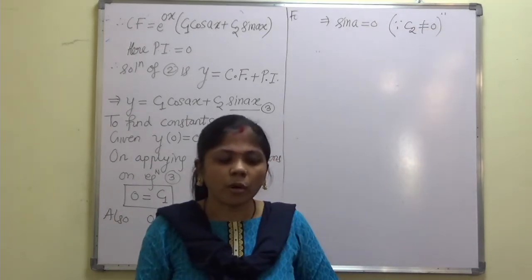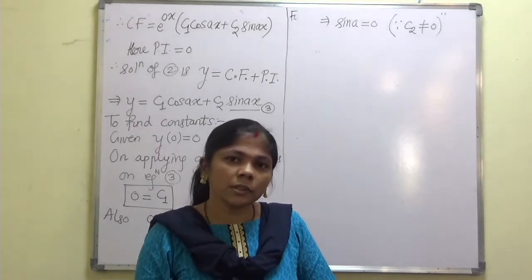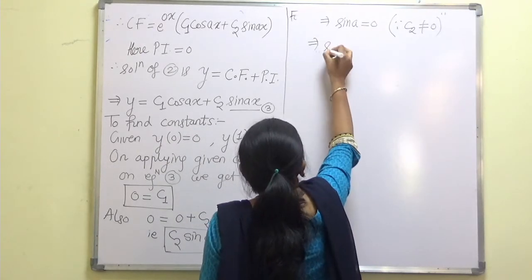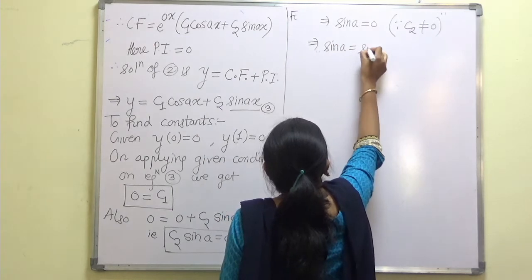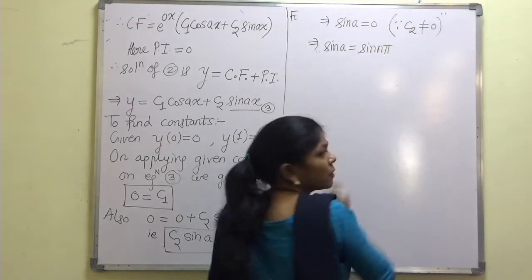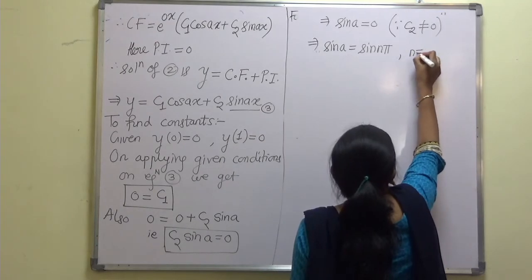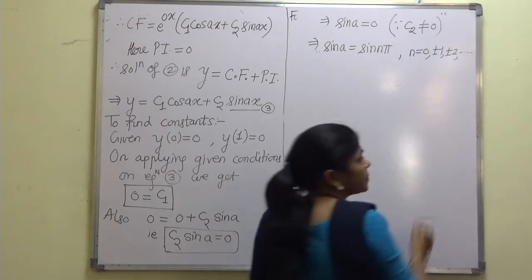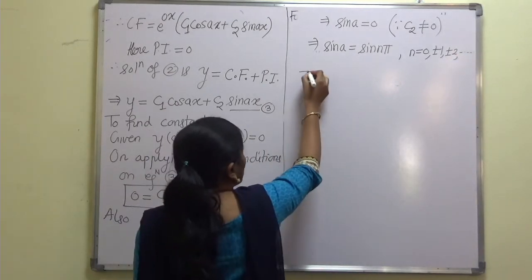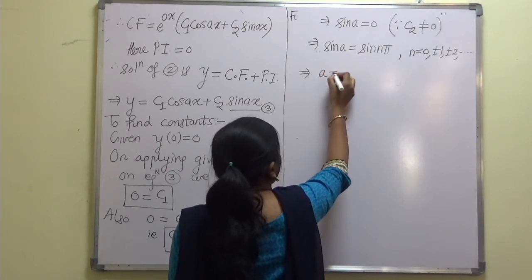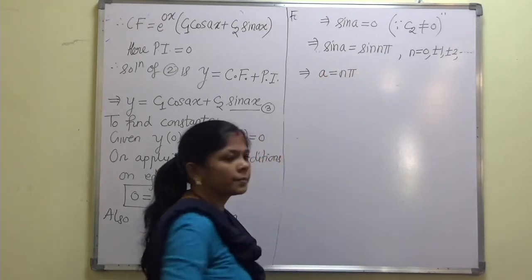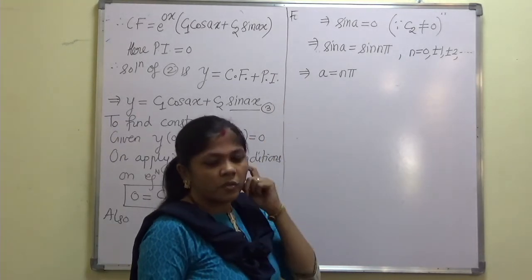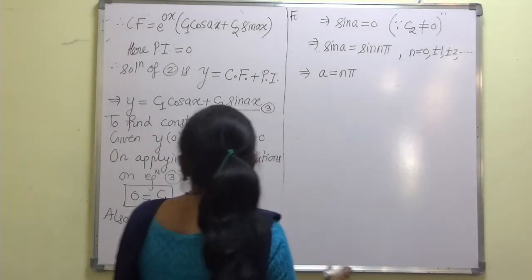Right? Now, for what values of this angle will the sine function be 0? So we know that the sine function is 0 at n pi, where n takes the value 0, plus minus 1, plus minus 2 and so on. So on equating the angle, a is equal to n pi. Right. So now we have got the value of c1 as well as a. So we will put these values in equation number 3.